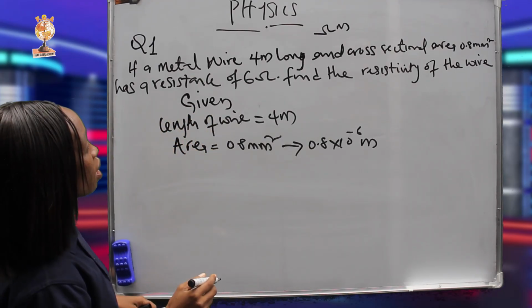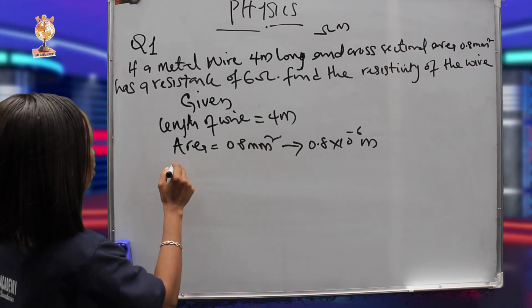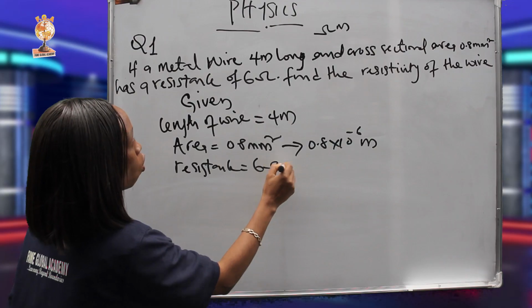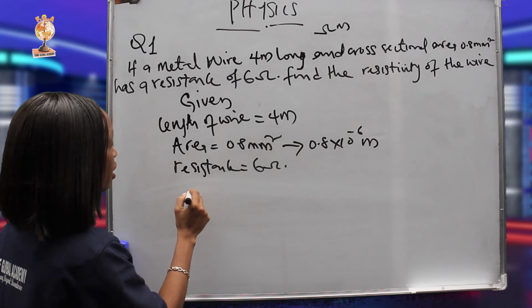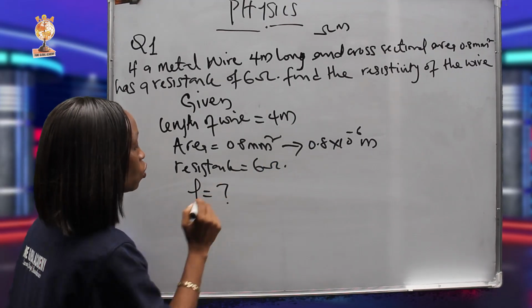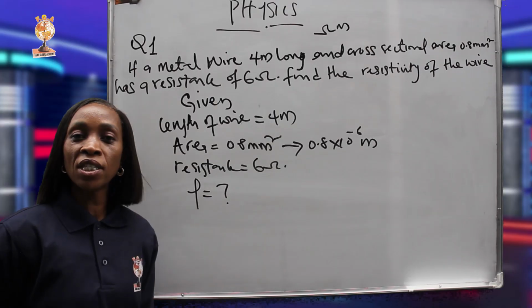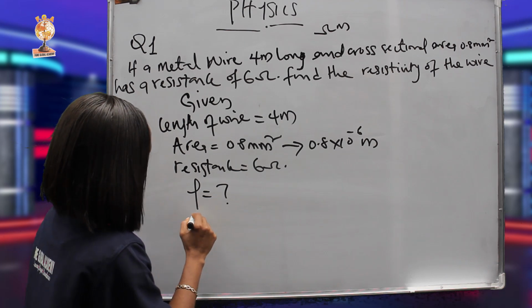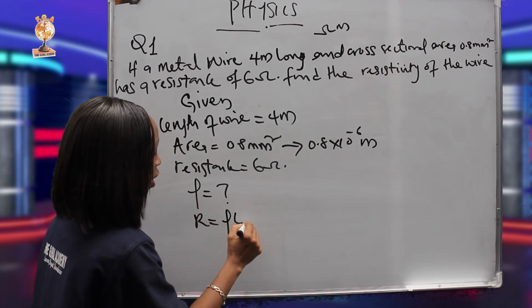Now let's continue. What else is still given? Resistance, 6 ohms. And I'm asked to find resistivity, which is rho, unknown. This is the symbol for resistivity, rho. Now R is equal to rho L over A.